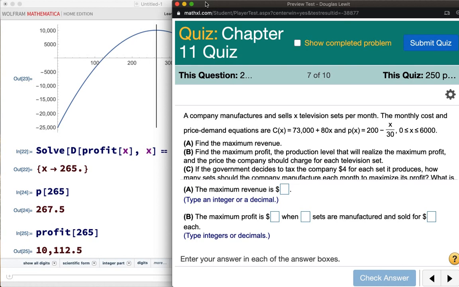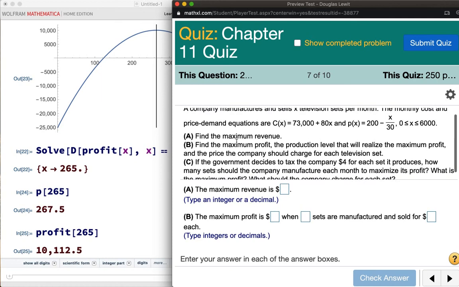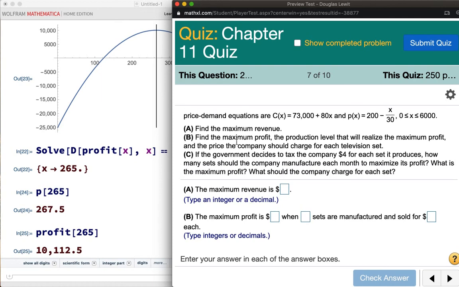Find the maximum revenue, that's part A. Part B, find the maximum profit, the production level that will realize the maximum profit, and the price the company should charge for each television set. And then finally, part C, if the government decides to tax the company $4 for each set it produces, how many sets should the company manufacture each month to maximize its profit? What is the maximum profit? What should the company charge for each television set? Okay, so let's go through the problem step by step.